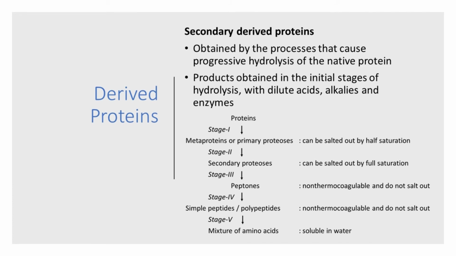Secondary derived proteins. Obtained by the processes that cause progressive hydrolysis of the native protein. Products obtained in the initial stages of hydrolysis, with dilute acids, alkalis, and enzymes.